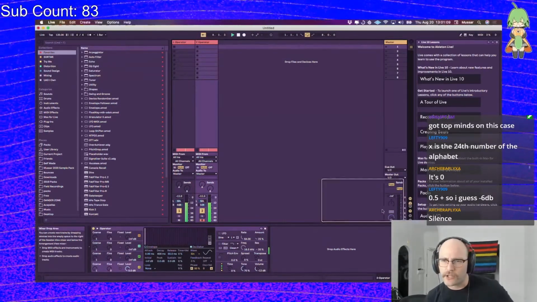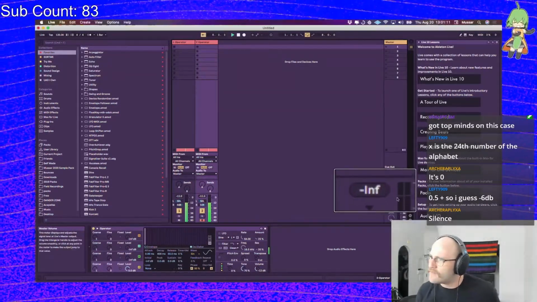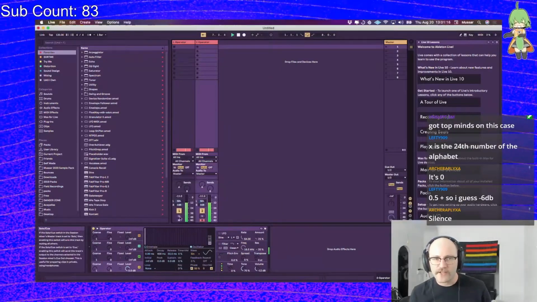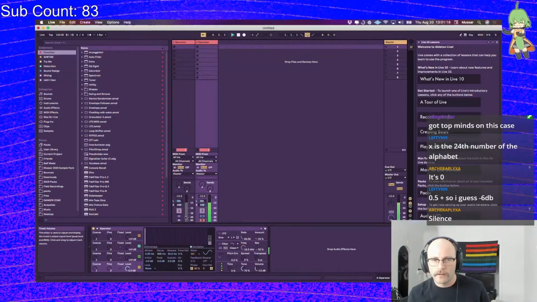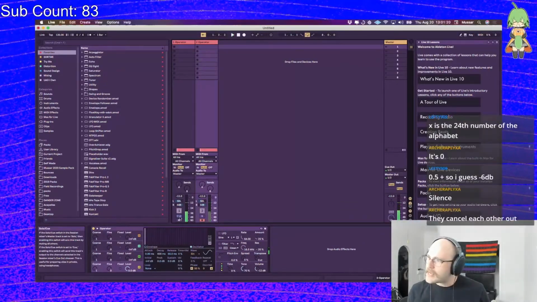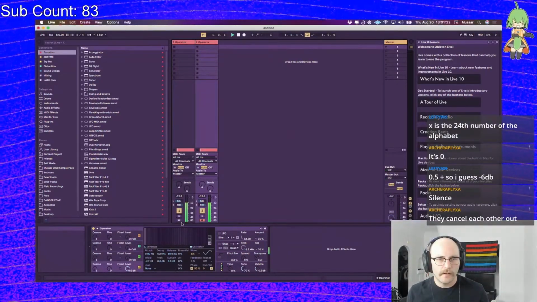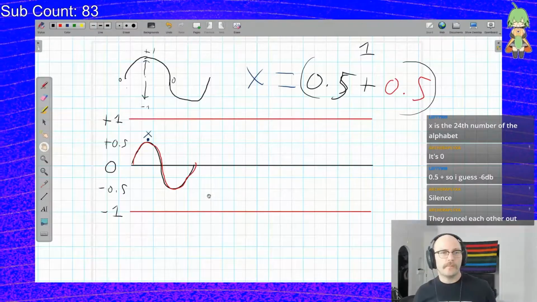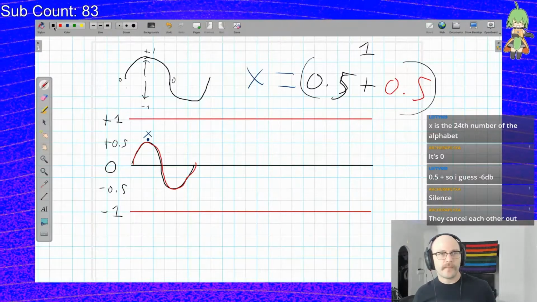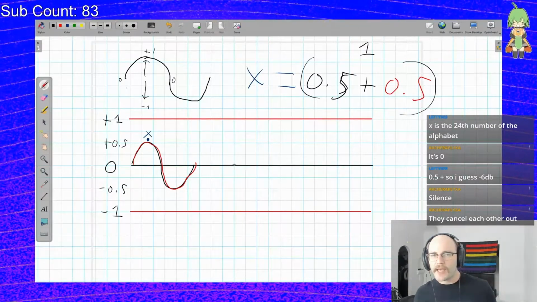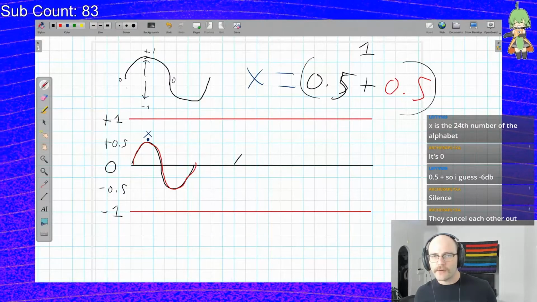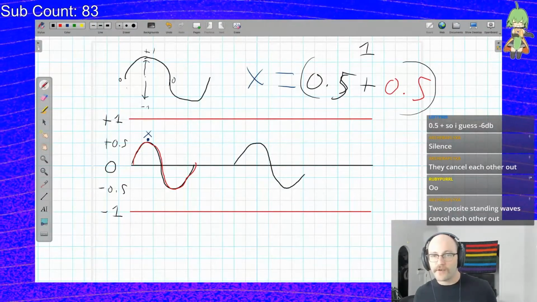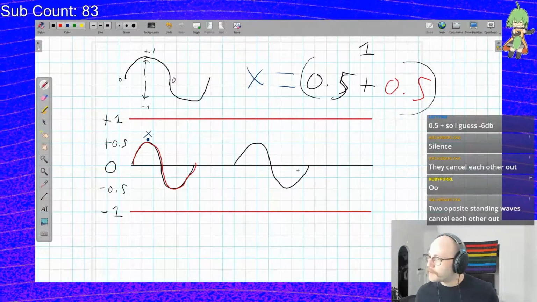Oh, that's strange. This is outputting negative infinity to silence, but we can see that there's signal here. If I solo, we can hear them, but together we can't. Now, what's happening is we have our initial wave that is going from 0 to minus 0.5, down to, or positive 0.5 down to negative 0.5.